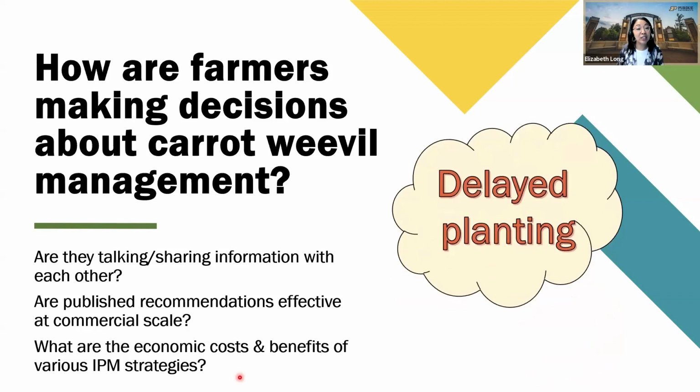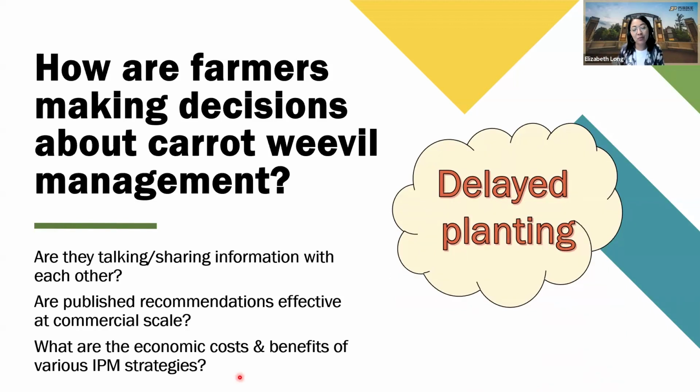The key strategy we pursued in our proposal to our critical issues grant was this idea of delayed planting. In the literature, it has been suggested that delayed planting can really help reduce the egg laying pressure by the overwintered generation of carrot weevils on the crop. When we talked with our collaborating farmers about this, we asked, would you be willing to try delayed planting? They were willing, but they had some concerns.